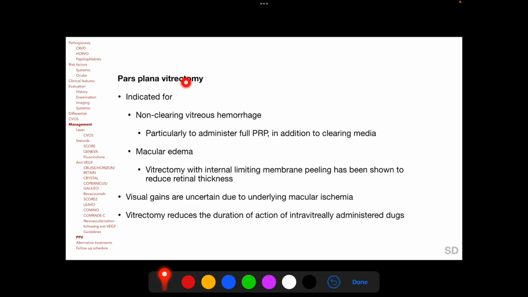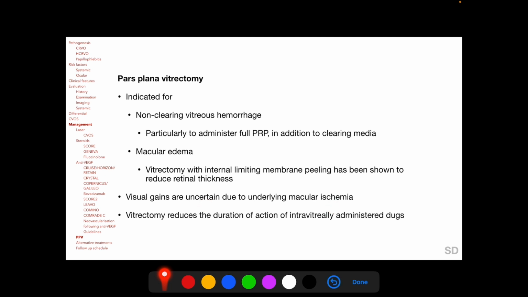Pars plana vitrectomy in CRVO is indicated for non-clearing vitreous hemorrhage to clear the media, but more importantly to administer full pan-retinal photocoagulation. In macular edema following CRVO, vitrectomy with internal limiting membrane peeling has been shown to reduce retinal thickness, but visual gains following pars plana vitrectomy for both these indications are uncertain due to underlying macular ischemia.